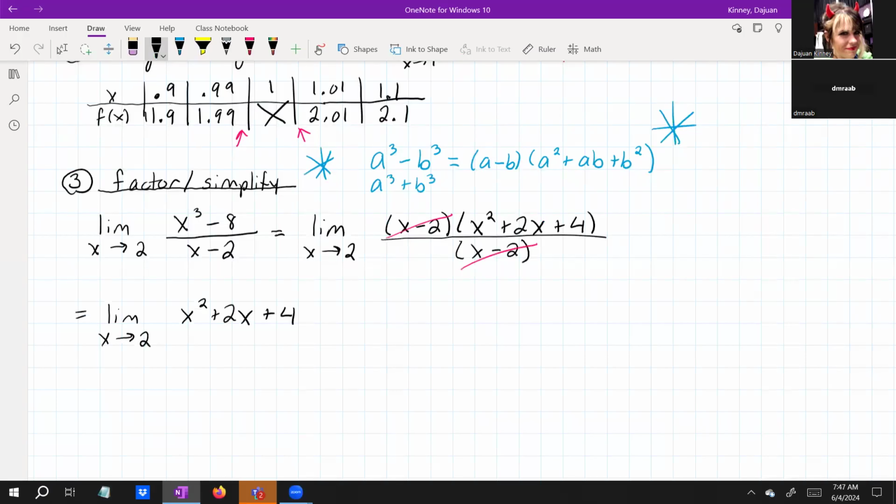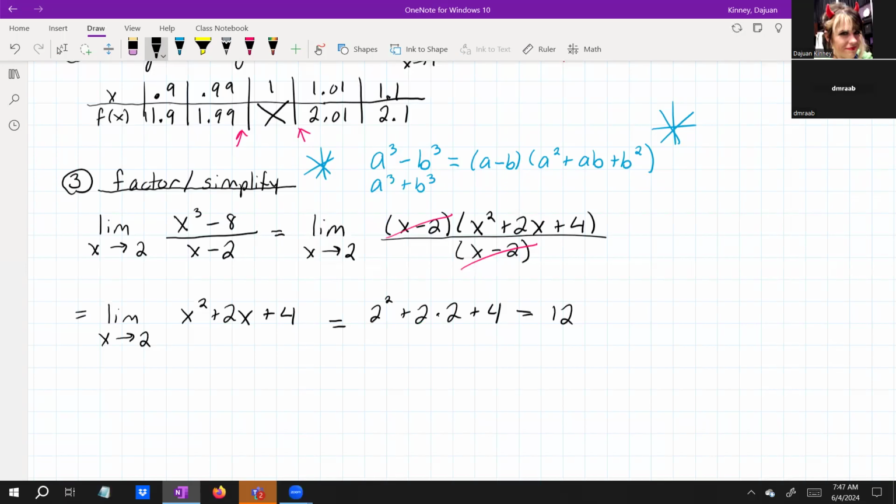Now I don't have any denominators anymore. Yay. So I can just plug in 2 squared plus 2 times 2 plus 4. 4 plus 4 plus 4 is 12. A little different than what it looked like when we tried above, when we had a 0 over 0. It's not the case. So watch for those: factor, reduce, simplify, do what you can, and see what happens.